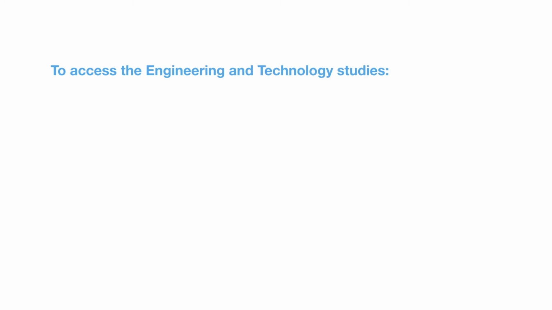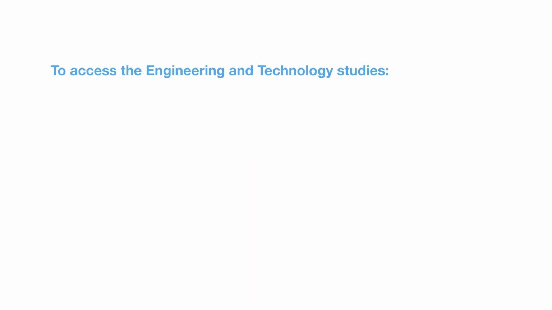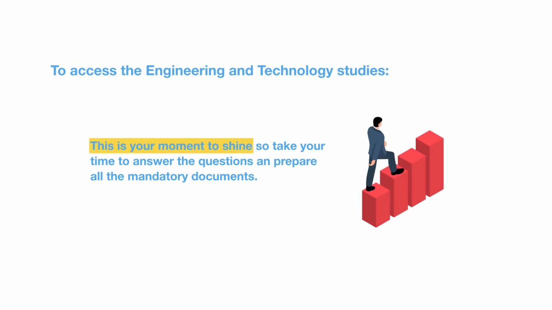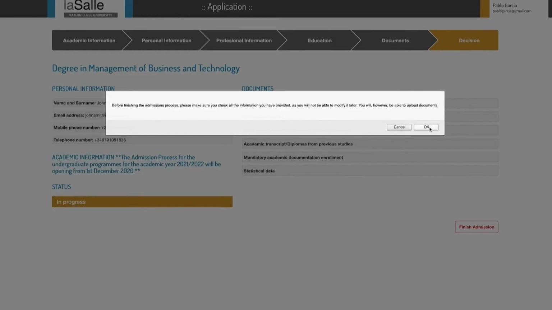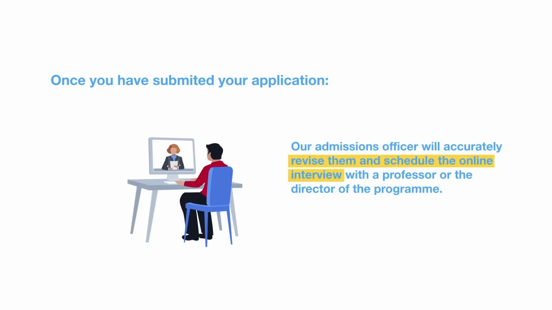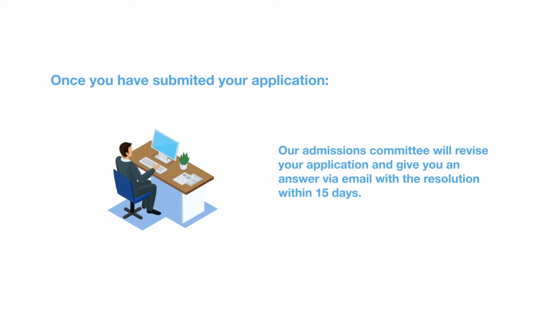Engineering and technology: you need to upload a research essay or a 2-page essay in which you describe a technological idea. This is your moment to shine, so take your time to answer the questions and prepare all the mandatory documents. Once you have uploaded all this information, remember to submit your application. Our admission officers will carefully revise all this information and schedule the online interview with a professor or the director of the program. Our admission committee will revise your application and give you an answer via email, with the resolution within 15 days.